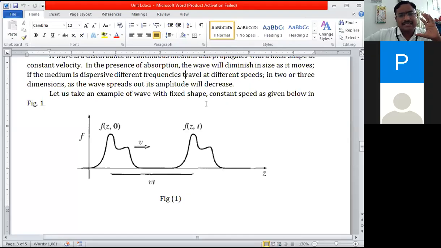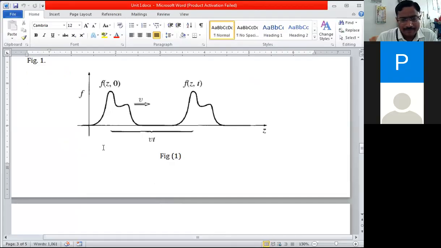Now let us take an example of a wave with a fixed shape traveling at a constant speed. We took this wave. This is the example. This is the position of the wave at time t equal to 0, the initial position, when the wave starts. When the wave travels for a certain time t, if v is the speed with which the wave is traveling, it will cover this much distance.